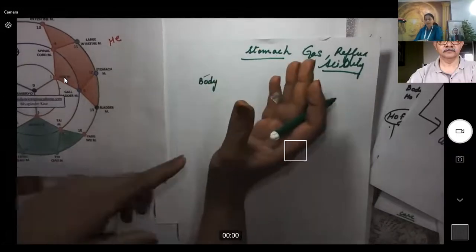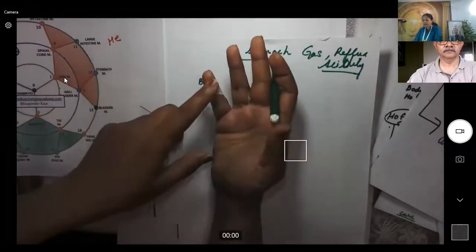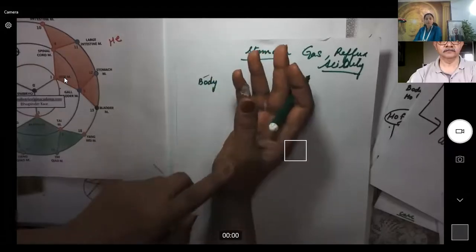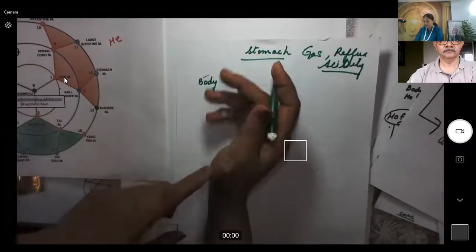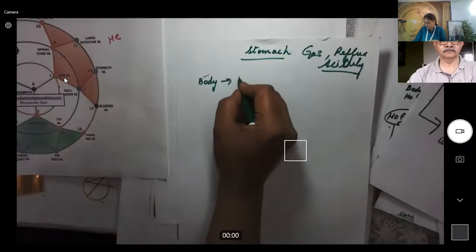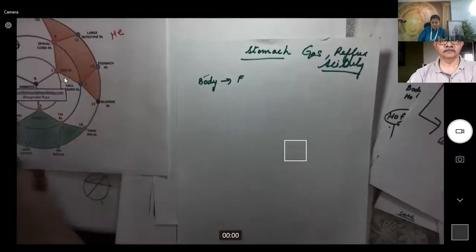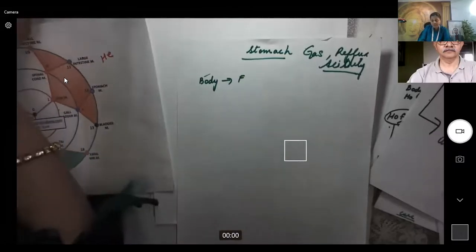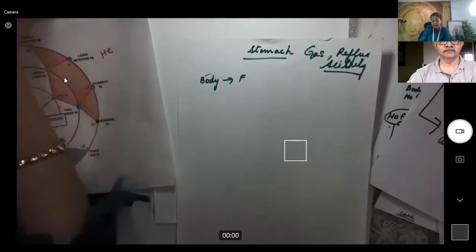Always you're starting from body, then functional energy system, you're entering energy world, meridian world. So you know that it belongs to functional system. So body, oh, let me remove my needles. Just a moment, I'm removing my needles.